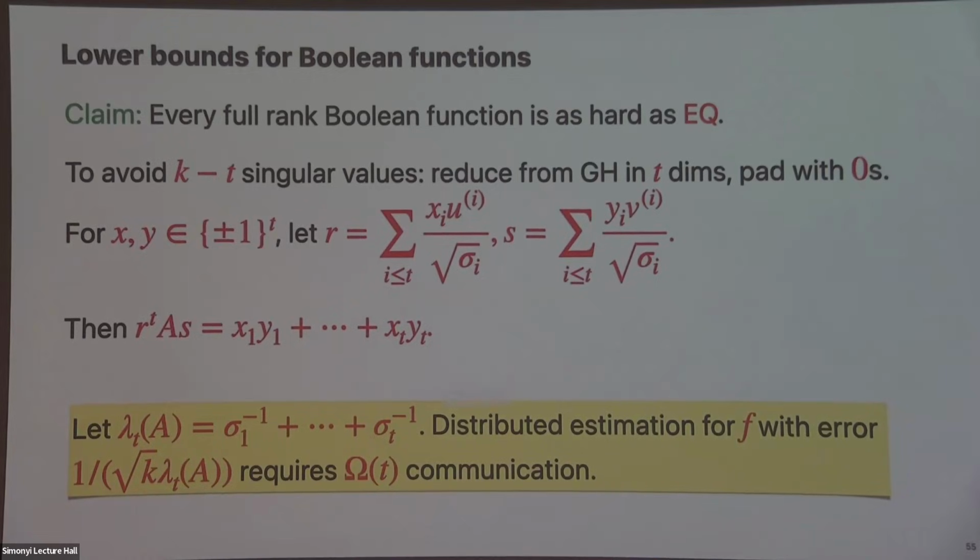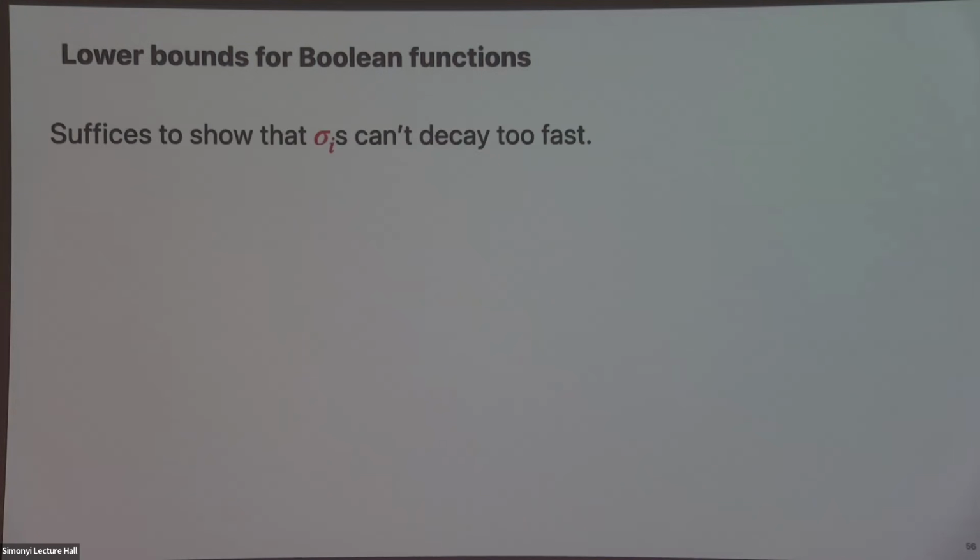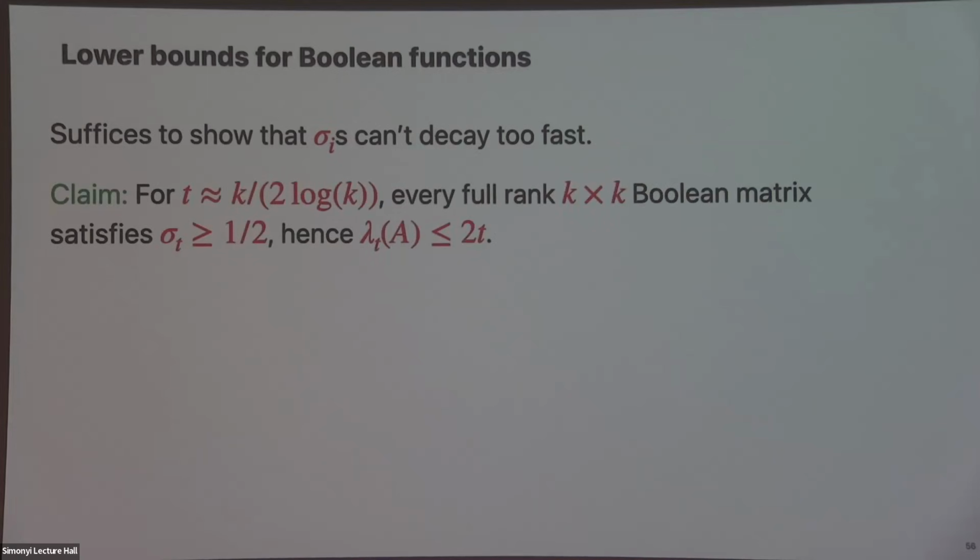So we just need to find a short prefix for any full rank Boolean matrix where those singular values are not too small. Okay. So it suffices to show the sigma_i's can't decay too fast. And here's what we'll say, that if you take t which is k over 2 log k, right? Then the first t singular values will be at least 1/2. It's kind of like the greater than matrix, if not equality. But therefore, lambda_t(A) is bounded by 2t. Right? And this will be good enough to prove what we want up to some logarithmic factor, which comes from the fact that it's k over log k.